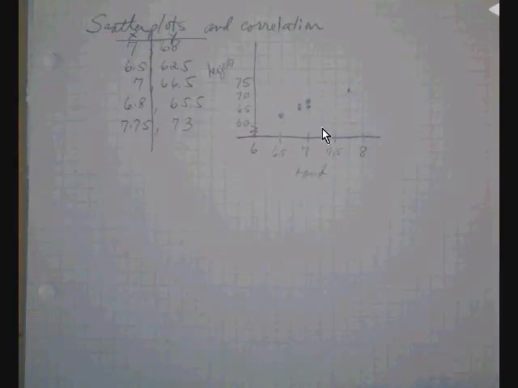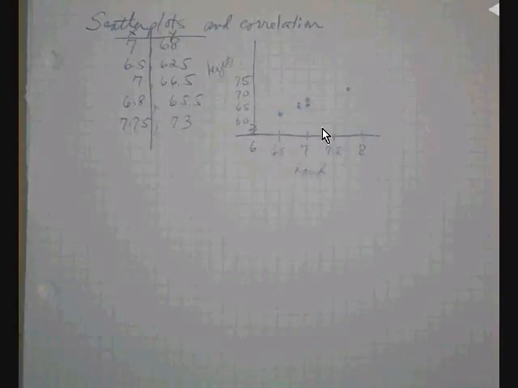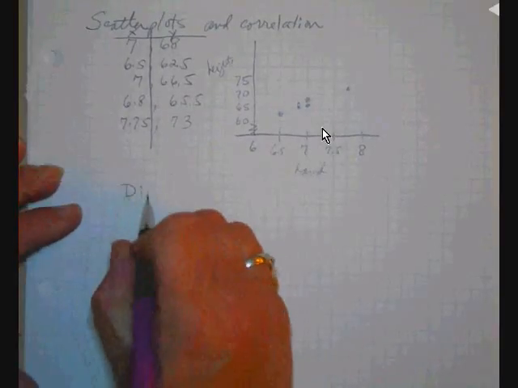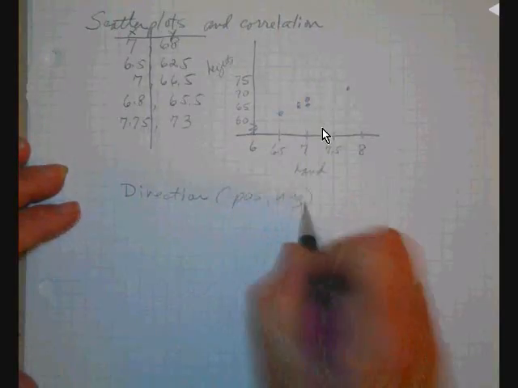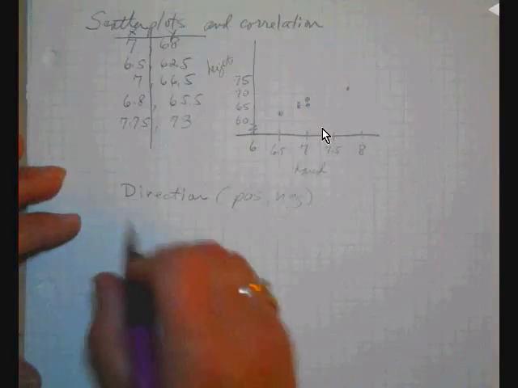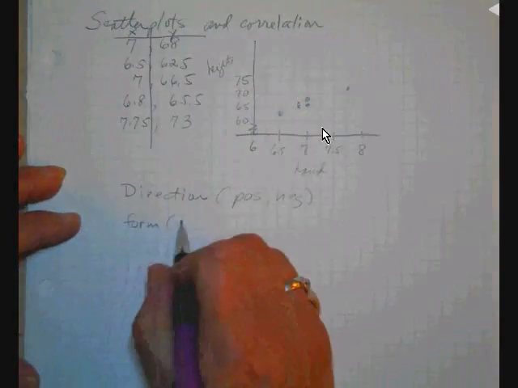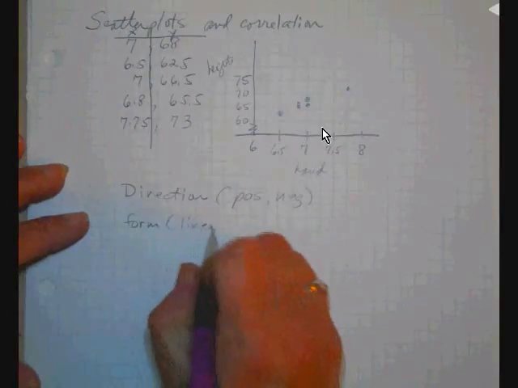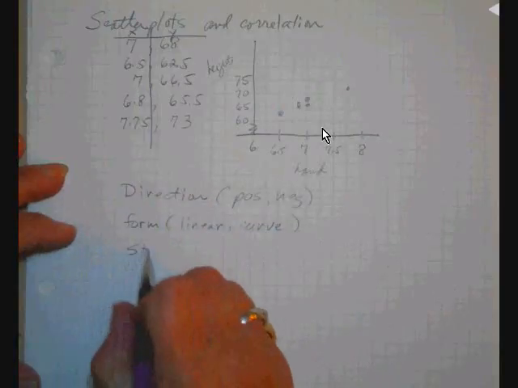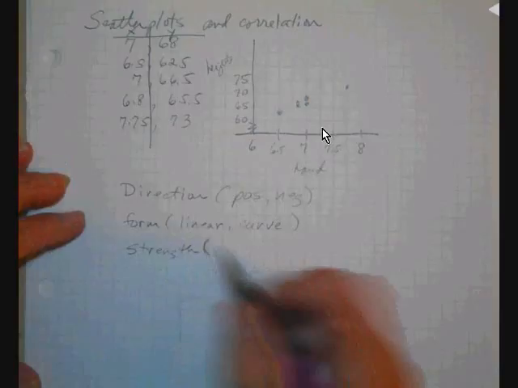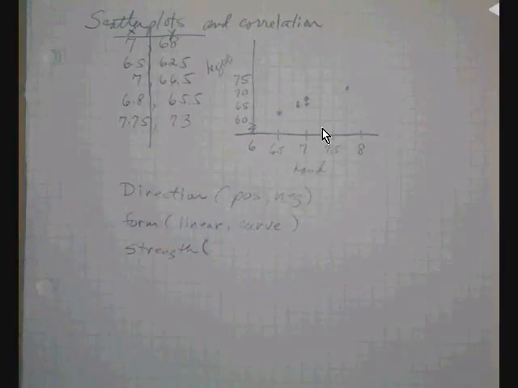To describe a relationship just looking at the scatter plot, I describe it in direction. That would be, is it positive or negative? I'm going to describe it with form. Is it approximately linear, or is it a curve? And strength. Is it strong? Does it strongly fit a model, like an exact line, or is it kind of weakly scattered around a line or a curve?